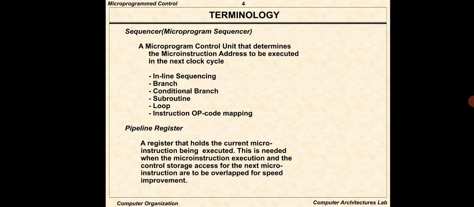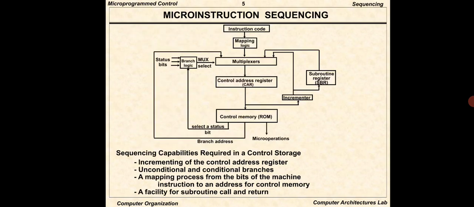We are going to see one terminology known as microprogram sequencer. When you go with a microprogram sequencer, we have inline sequencing, branch sequencing, conditional branch sequencing, subroutine sequencing, loop sequencing, and instruction opcode mapping. Okay, let us get into the next block diagram of sequencing. So for the microinstruction, we have this microinstruction sequencing block diagram.